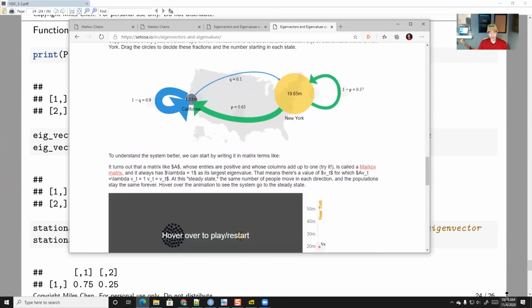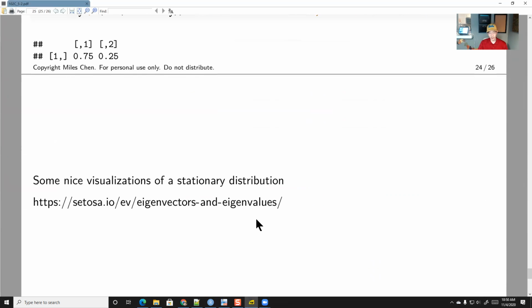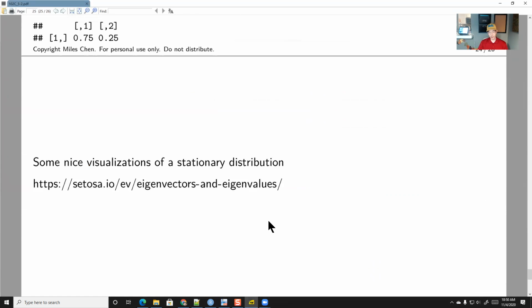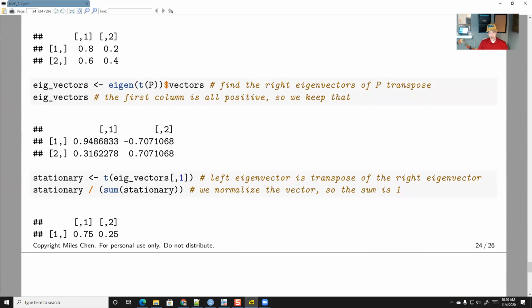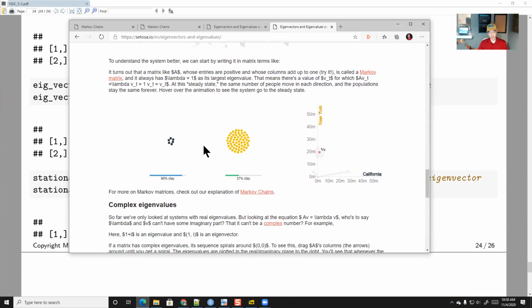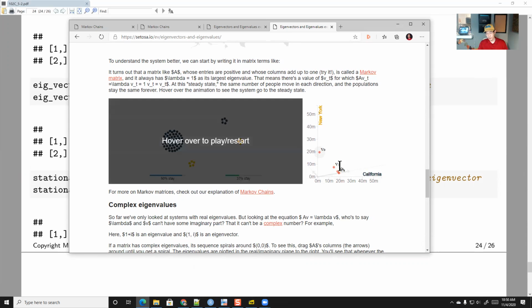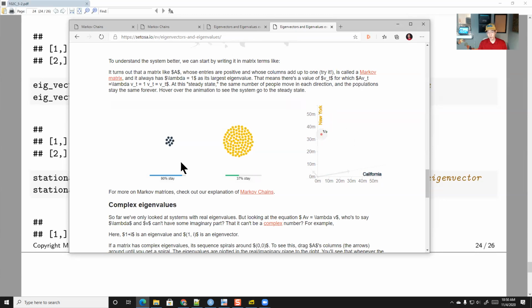So anyway, I think these are pretty cool at illustrating this concept of reaching the stationary distribution, where in the beginning the populations change drastically, but then after a while the amounts equalize, okay. And this is over here to show what happens when you start off with the population of California and the population of New York. You can start it off at different values, and eventually it plots out at the relative proportions of California and New York.